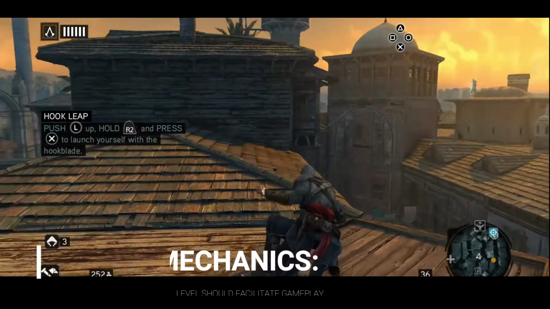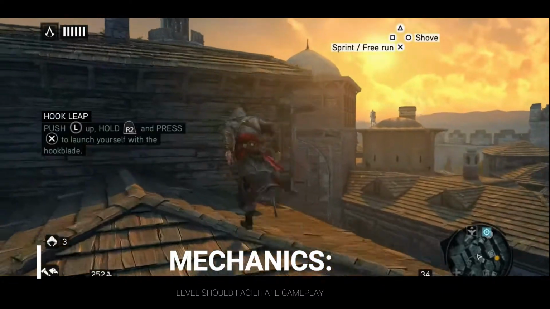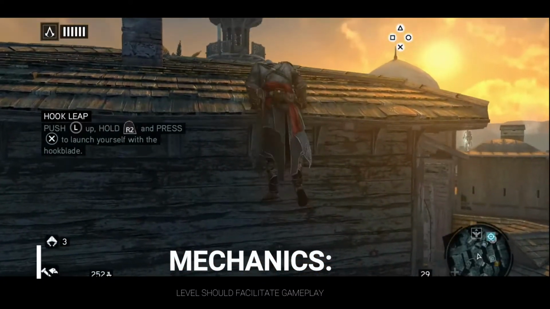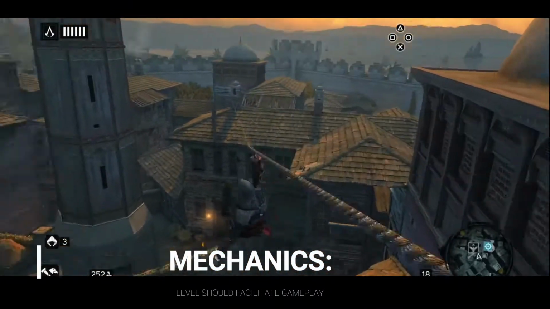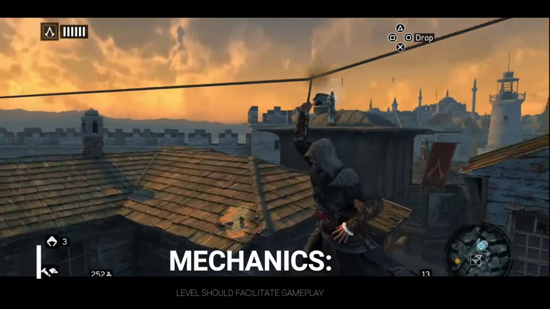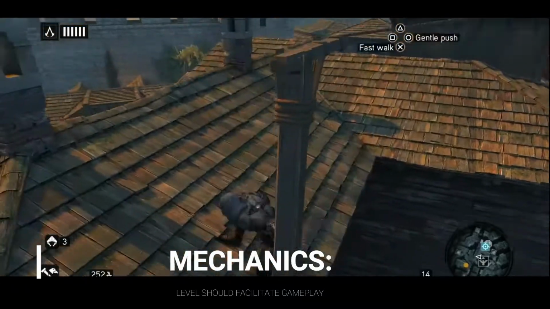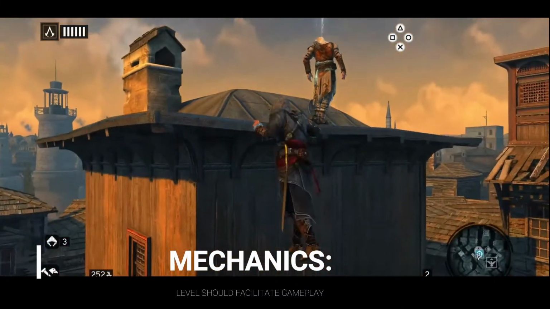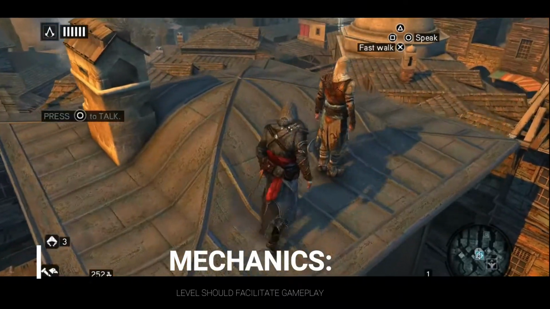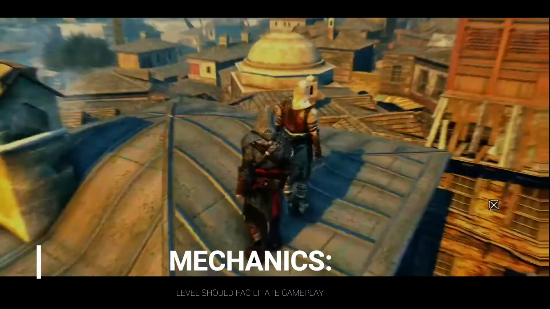What are the mechanics of the game? Because the level should facilitate the gameplay that the game has. So you should make sure that you understand and stay up to date on the mechanics of the game, because making a level in a vacuum and then trying to shoehorn in the game's mechanics is generally not a good approach.